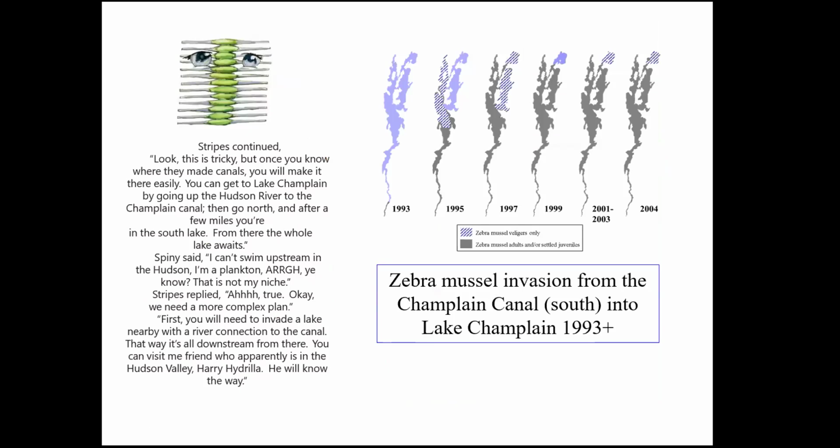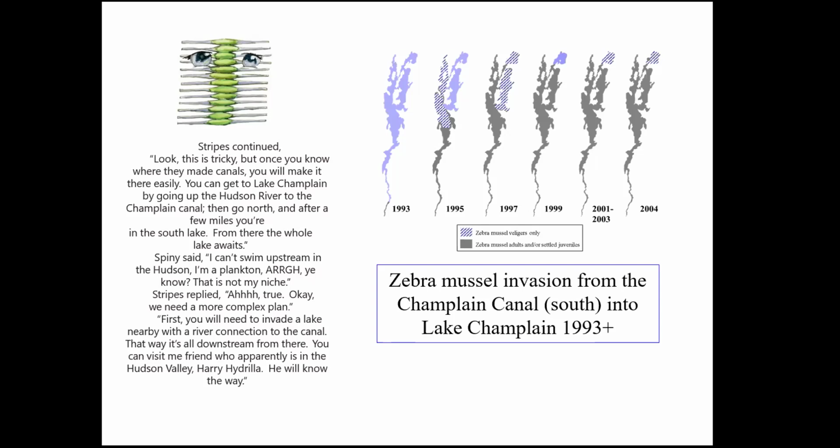Stripes continued, look, this is tricky. But once you know where they made canals, you will make it there easily. You can get to Lake Champlain by going up the Hudson River to the Champlain Canal, then go north, and after a few miles, you're in the South Lake. From there, the whole lake awaits.